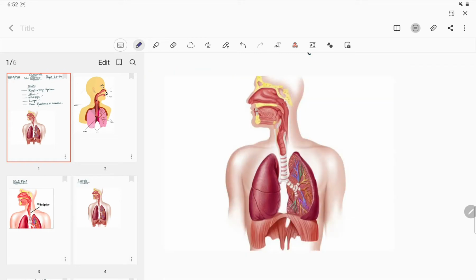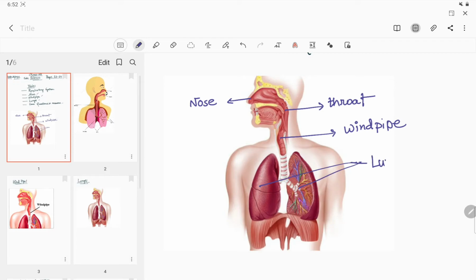This is our human body, and this is our nose. Yes, this is our throat. Okay, this is our windpipe. Yes, and this is our lungs.